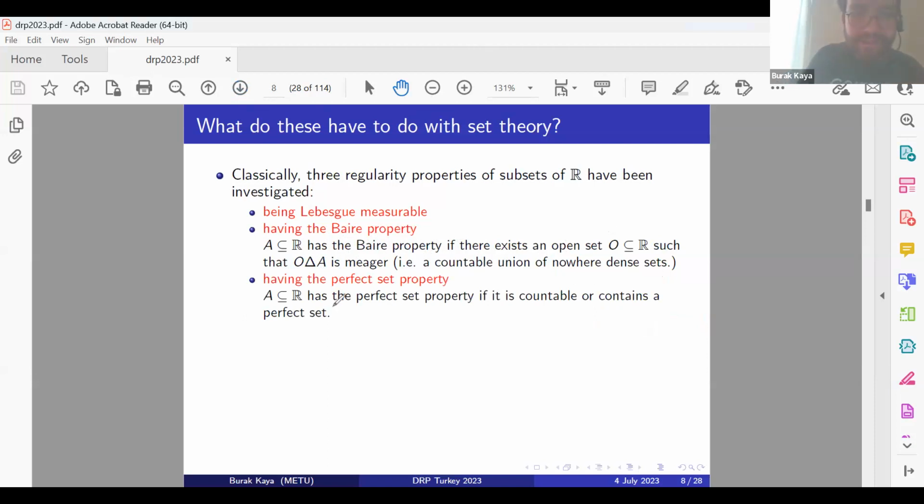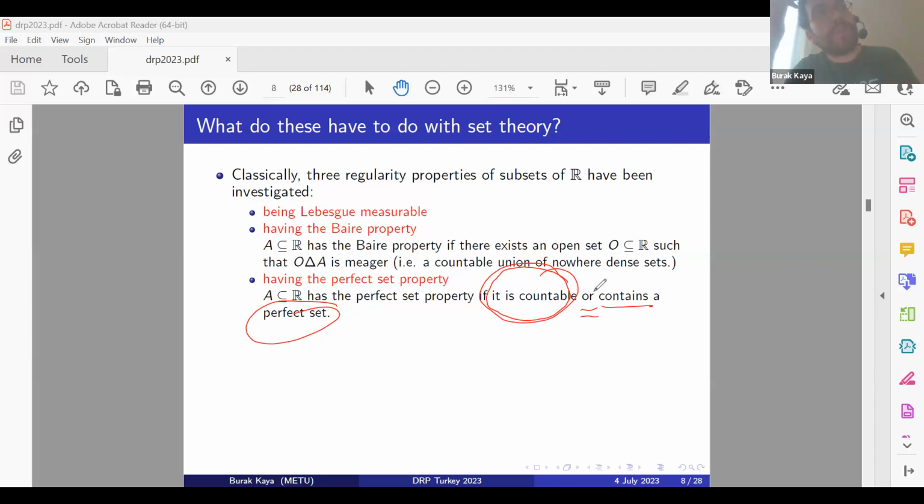Perfect set property means that you're either countable or you contain a perfect set. Now, what is a perfect set? Perfect set means that you're a closed set and you have no isolated points. Closed set, no isolated points, it's called a perfect set. Having the perfect set property means that you're either countable or you contain a perfect set.